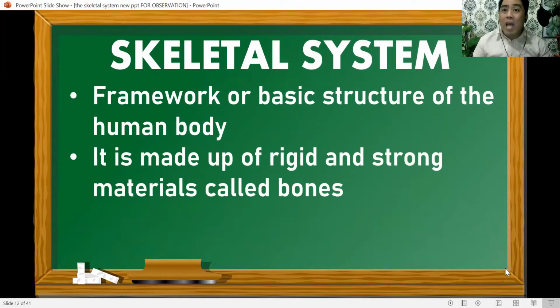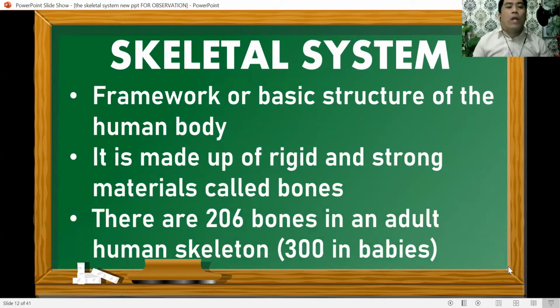Okay, lahat naman siguro tayo familiar sa bones. Kung kumakain tayo ng mga karne, di ba may nakikita tayong mga bones. Okay, there are 206 bones in an adult human skeleton. Pero sa mga babies daw, almost 300. So bakit kaya mas marami pang buto ang mga babies compared sa adult?